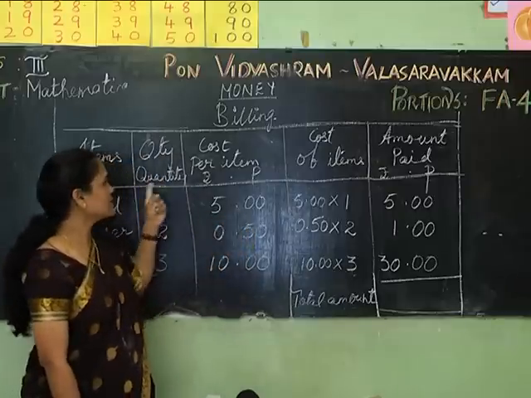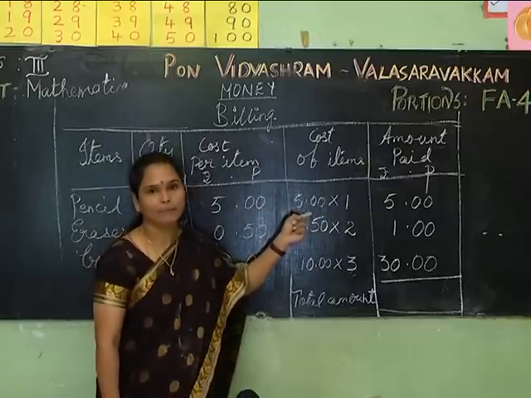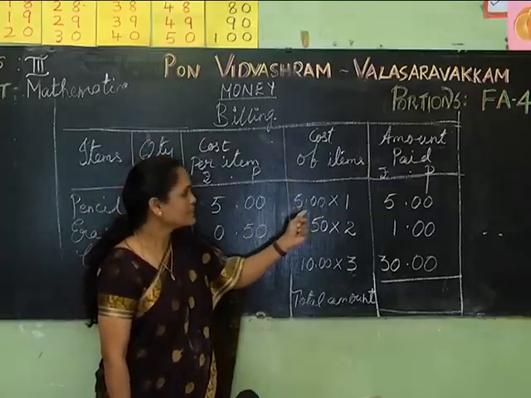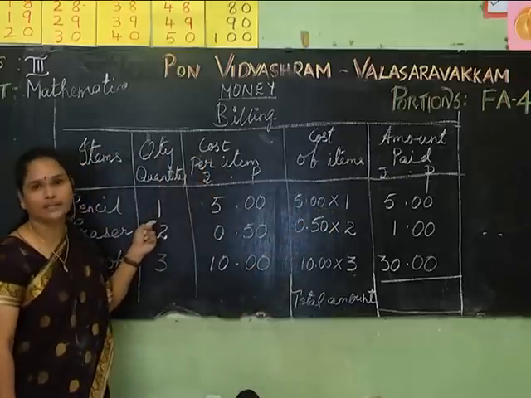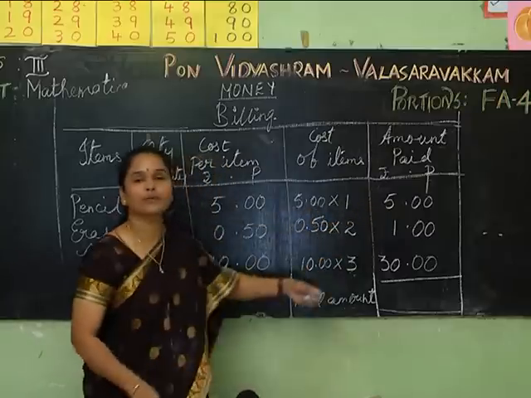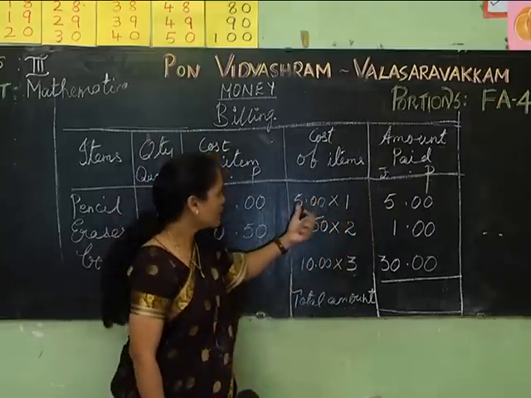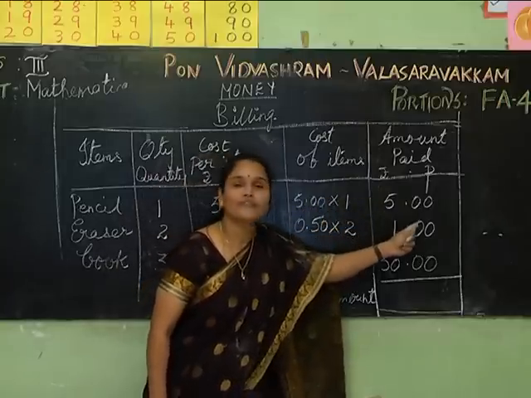So you have to multiply the quantity with the cost of one pencil. The cost of one pencil is 5 rupees into the quantity. Okay. 5 into 1. What is the total amount that you paid for the pencil? 5 rupees into 1, which is the quantity, will give you 5 rupees.